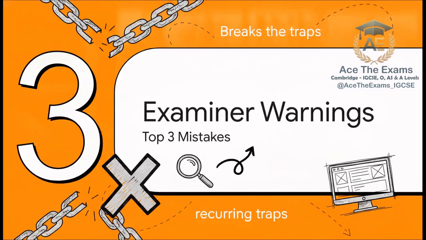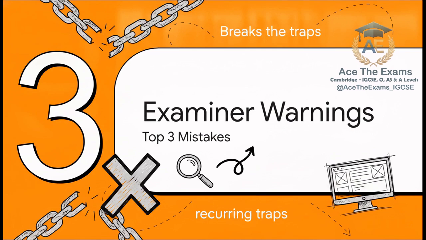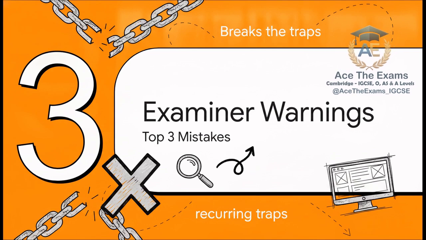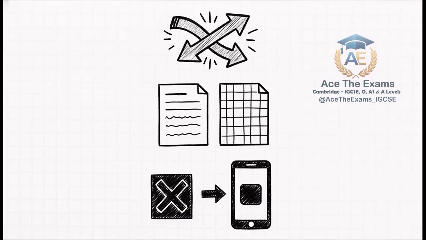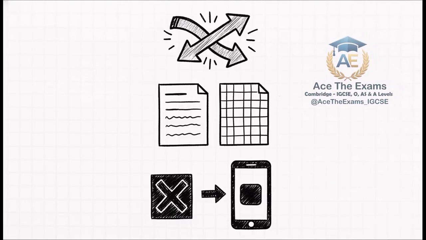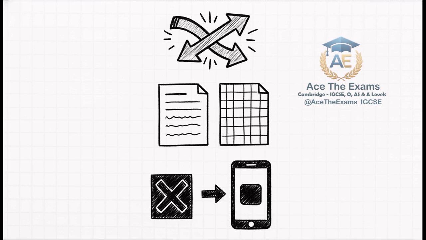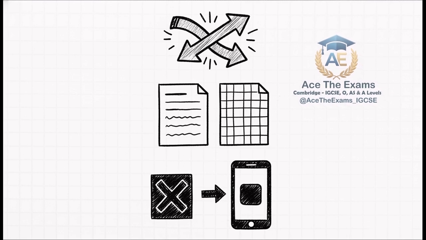All right, let's pivot to Section 3. These are the examiner warnings, the top 3 fatal mistakes that will absolutely tank your grade. These 3 traps are highlighted directly in the principal examiner reports year after year. Mistake number 1, confusing cause and effect.